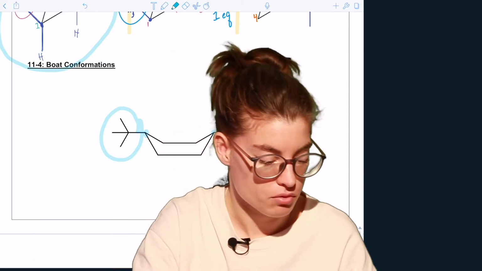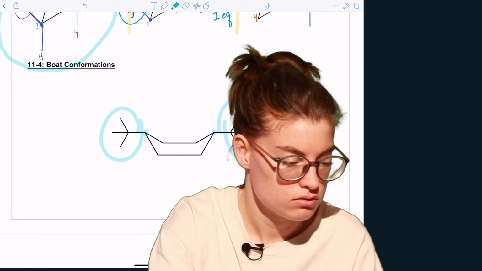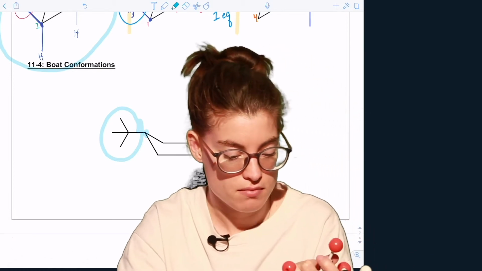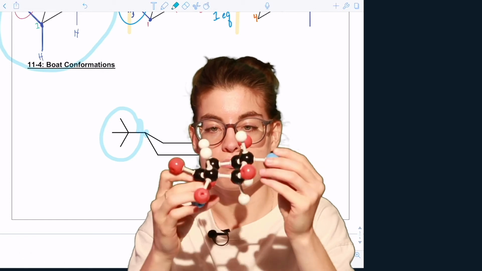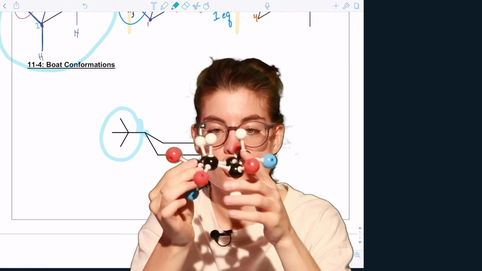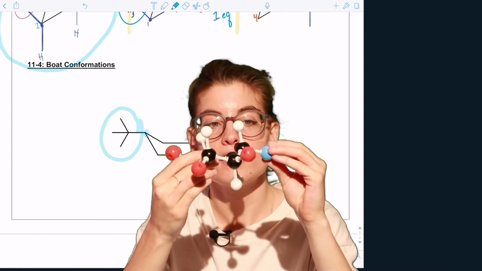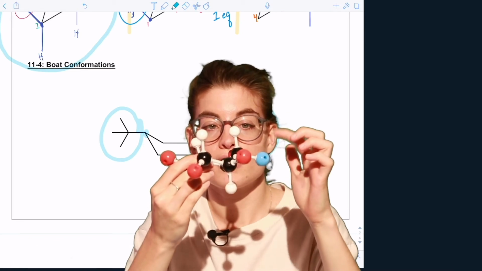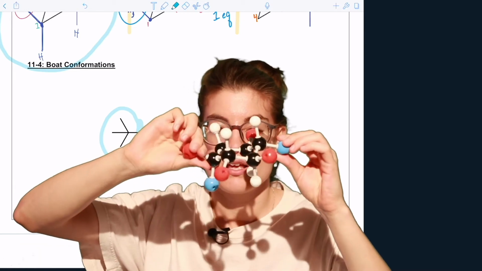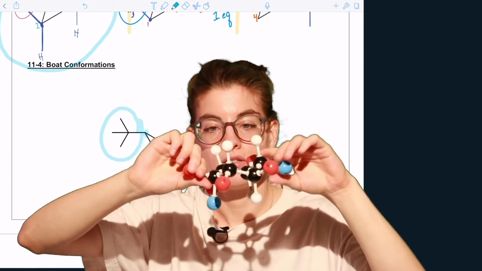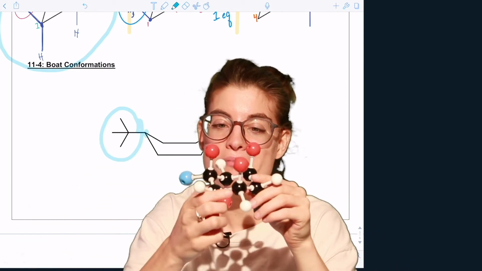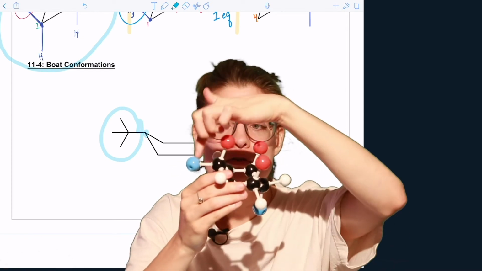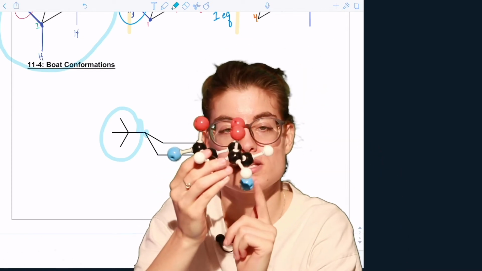So for example, I'm going to make these blue. These blue represent my tert-butyl. So in this chair conformation, I have one tert-butyl group in equatorial, but I also have one in axial. So if I do a ring flip, it ends up being pretty much the same. Now this one's equatorial and this one's axial.